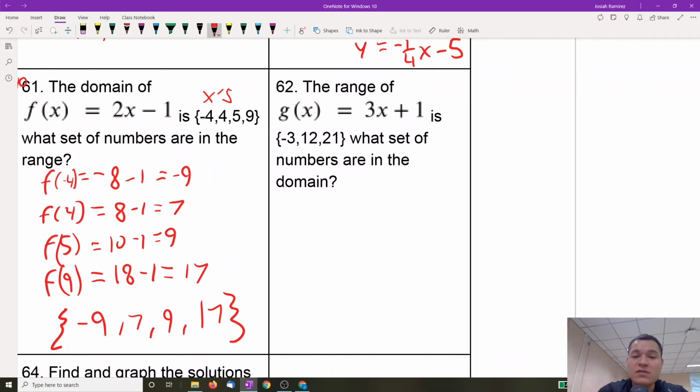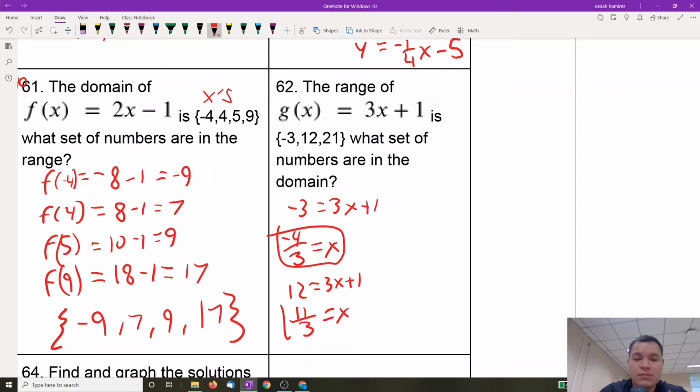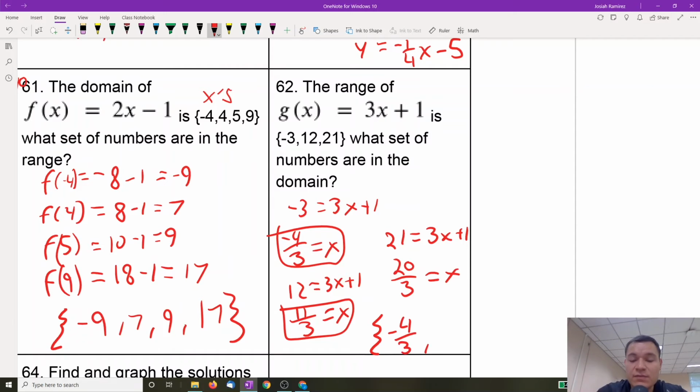The range is this. Solve for the domain. Yes, it's a repeat, but do it again. When I write the answer this time, I'll still put it in a set, but I'm going to leave it as an improper fraction.